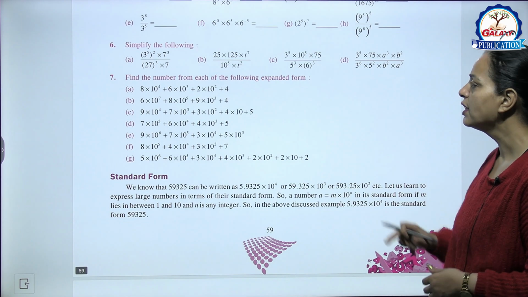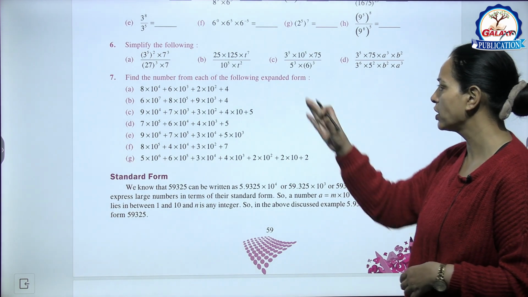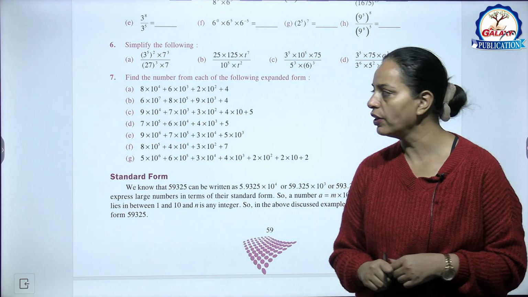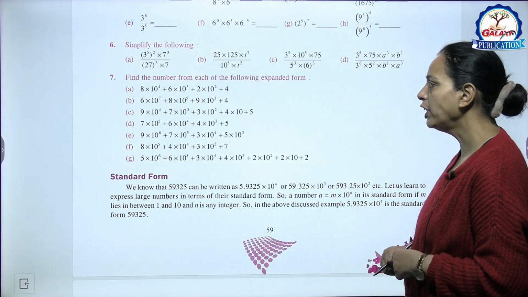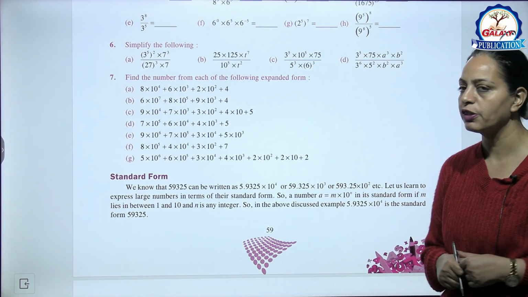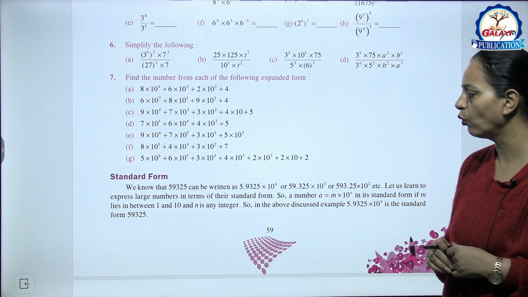Now 6th question, simplify the following. So you can try this one. And the seventh, find the number from each of the following expanded forms. So you can try these one on your own.